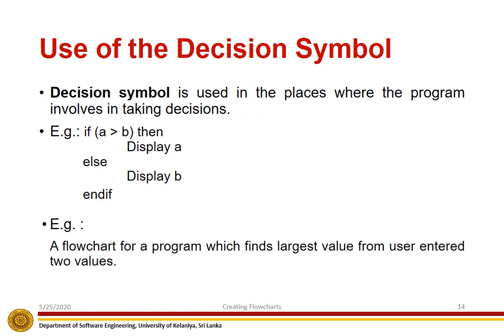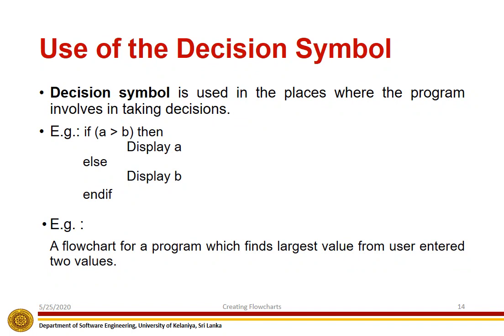Use of the decision symbol. The decision symbol is used in places where the program involves taking decisions. The outcome is either yes or no here. The flowchart will turn into two directions based on the answer. For example, we can display the largest number among two numbers. As you can see in the slide, if A is greater than B, and that is true, we can print A, otherwise we can print B.